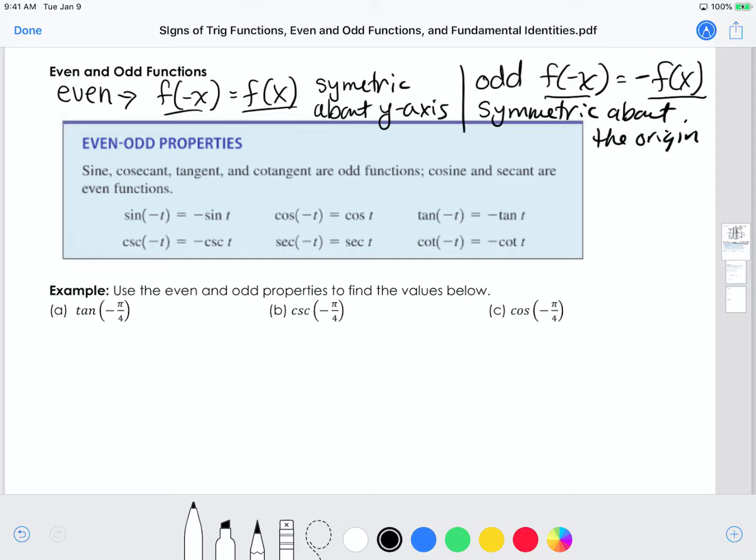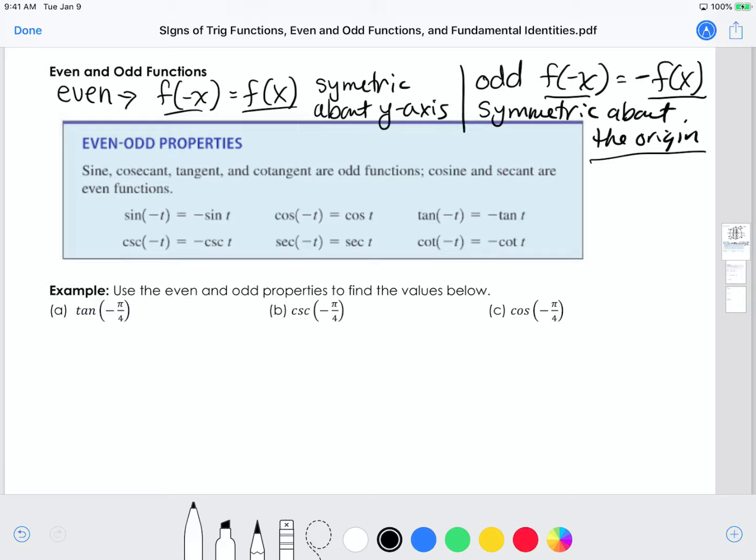And if you picture that, it would be if your coordinate plane was a piece of paper and you fold it over on your x-axis and your y-axis, you fold it twice, then it's going to be a mirror image when you fold it over on those creases. With that, we're going to discuss the even and odd properties of trig functions.